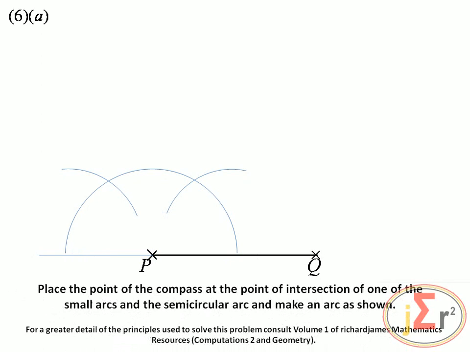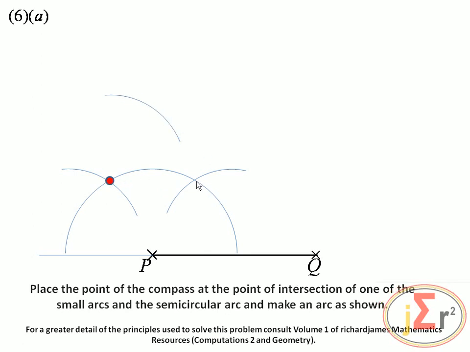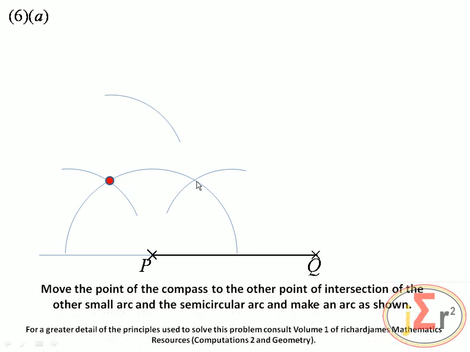Place the point of the compass at the point of intersection of one of the small arcs and the semicircular arc. Any one we can choose, and make an arc. Well, we have chosen to do this one first, so we make another arc. After that, we will move to the next one, which is this one. Move the point of the compass to the other point of intersection of the other small arc and the semicircular arc and make an arc again.